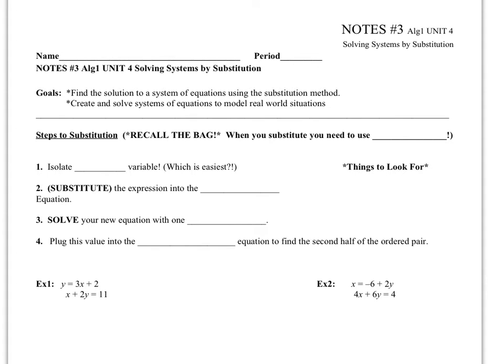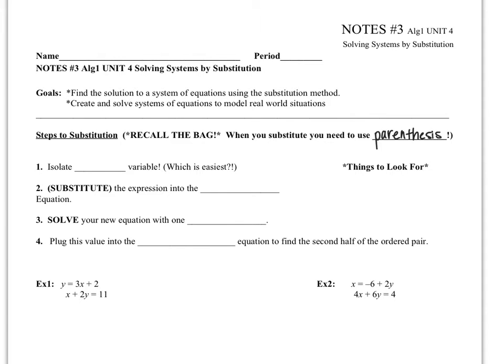So if you remember, we can already solve a system of equations by graphing and seeing where the two lines intersect, and we can already solve by elimination, which is when we add or subtract our equations together in order to get one of our variables to eliminate. Substitution is going to involve substituting. And remember the bag activity from earlier in the year, and when you substitute, you need to use parentheses. That's going to be super important as we go through the process of substitution.